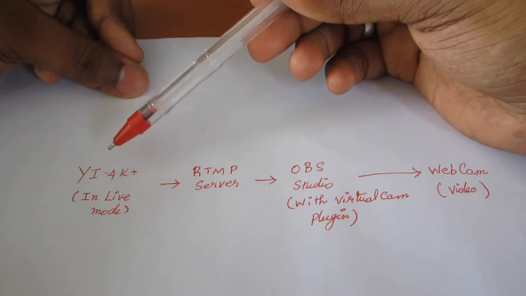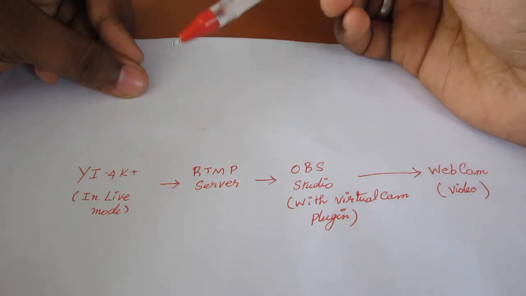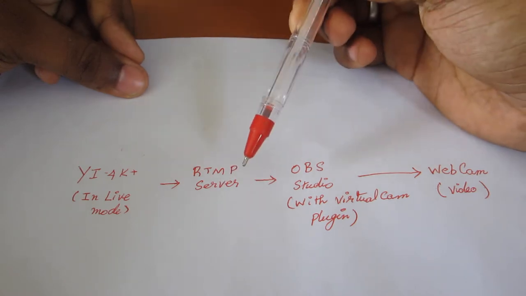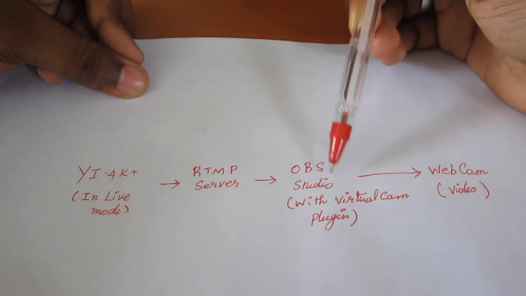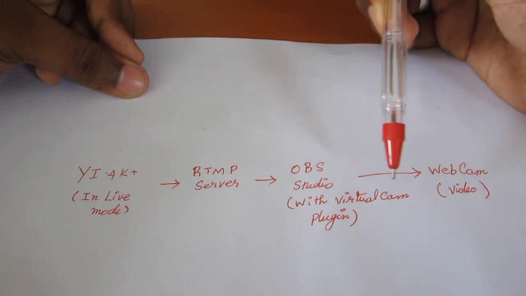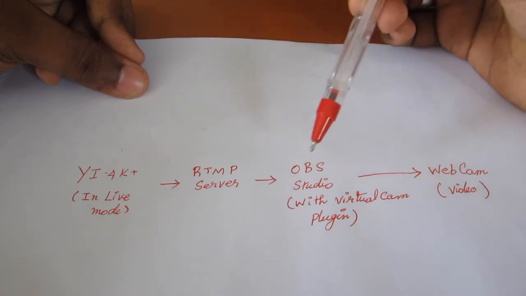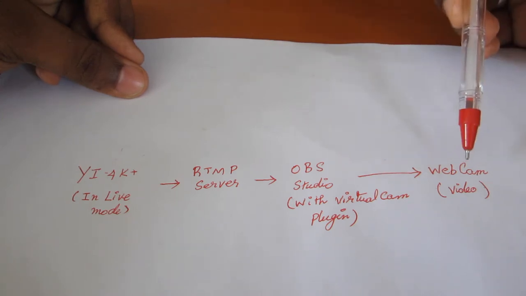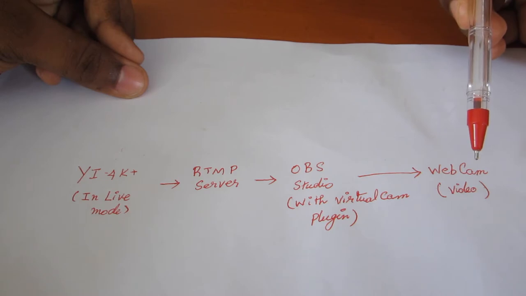In your YI 4K+ action camera, you need to scan the QR code, which contains the necessary information to stream to the RTMP server. From the RTMP server, we can fetch the data into OBS Studio, which has a virtual camera plugin. What the virtual camera does is convert the OBS stream into a webcam stream, and you can use it as a webcam in any browser.